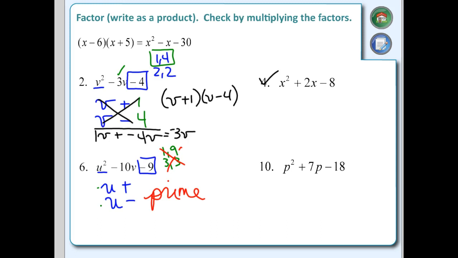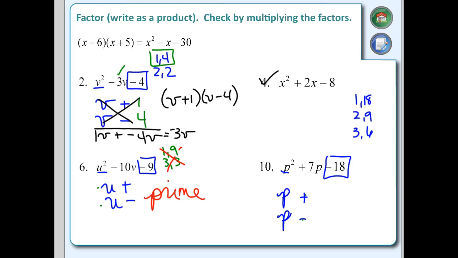Okay, let's look at number 10. Let's see if we can do it. Factors of p squared have to be what? P and p. When I look at my signs, as soon as you see that back one's minus, one has to be plus and one has to be minus. Factors of 18, we've got 1 and 18, 2 and 9, 3 and 6, I think. Which pair of those factors, again, because these are different signs, I have to subtract this time.